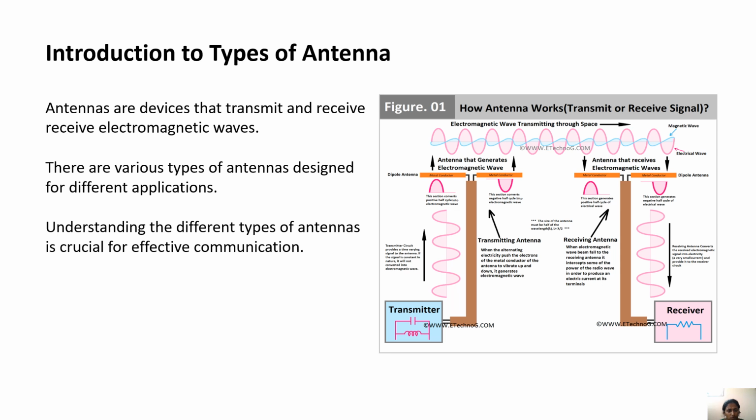There are major types of antennas used for different applications. Understanding the different types of antenna is very crucial for effective communication. Here we can see in the picture how an antenna works. Here, the electromagnetic waves are transmitted and the signal is received.